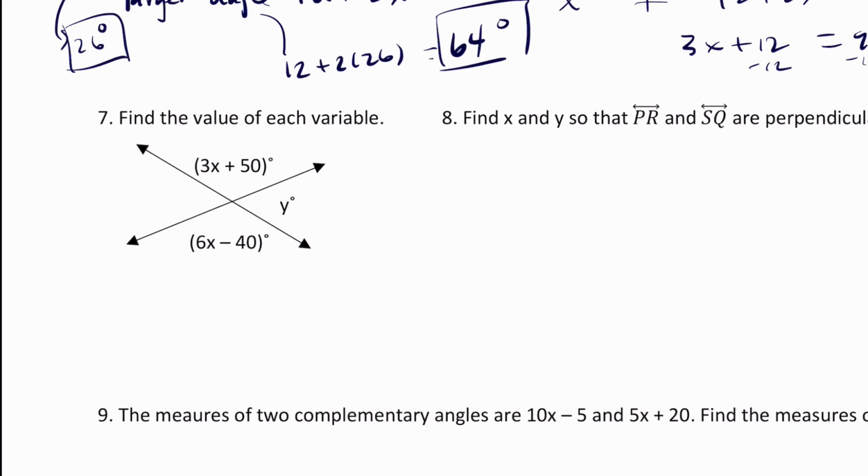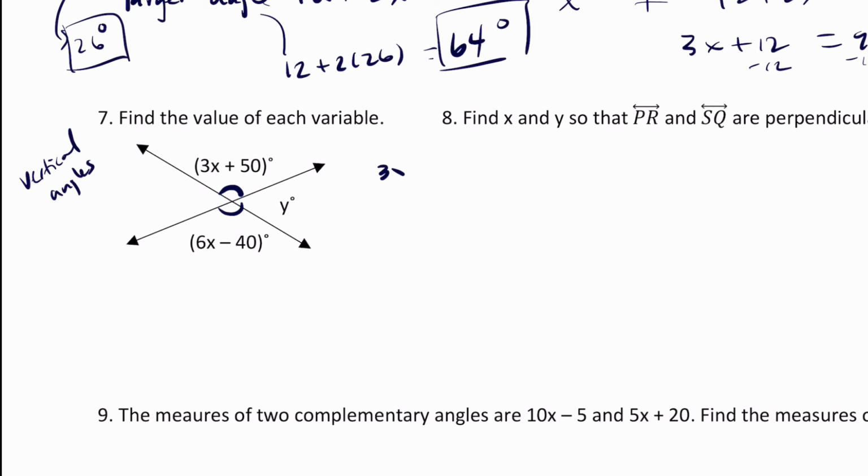Number 7, find the value of each variable. So what variables do we have here? We have x and y, and we see that we have two lines that are intersecting at a point over here. It looks like an x, so that means we're dealing with vertical angles. So what do I say? I say that this angle and this one, remember they're kissing each other, right? So these are congruent or equal to each other.